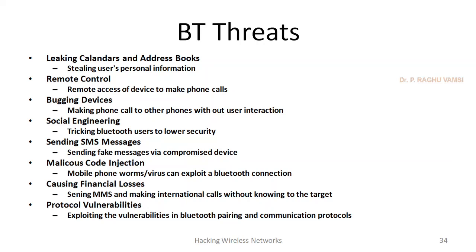Next is sending SMS messages, sending fake messages via compromised devices, especially threat calls or threat messages. Usually this will be sent via some compromised target device, and whenever the police come or an investigation is made, the victim will be identified: from this particular phone, the message has come. But actually, that person had not sent it. Because of this Bluetooth hacking, the attacker uses his phone as a Bluetooth device to send the message.